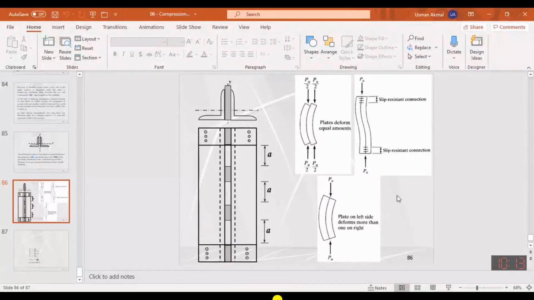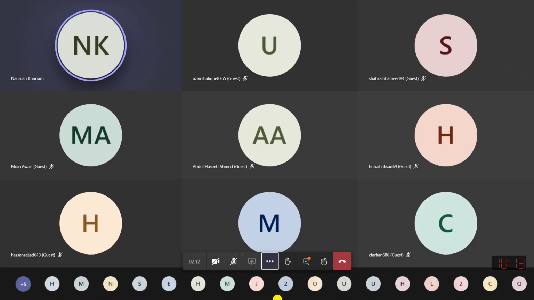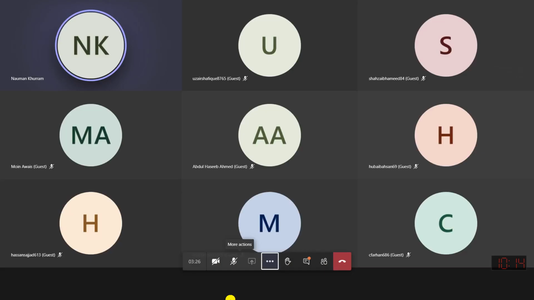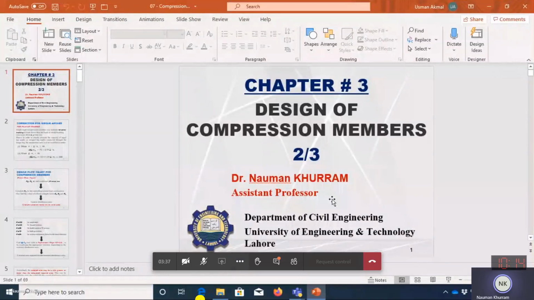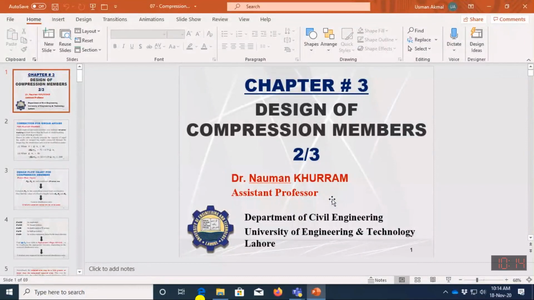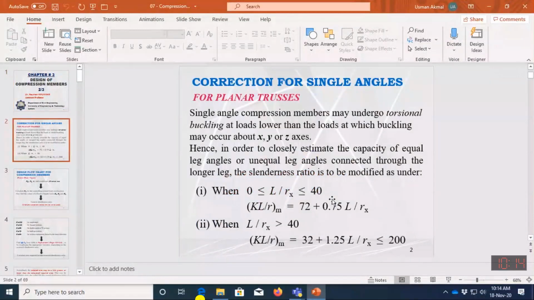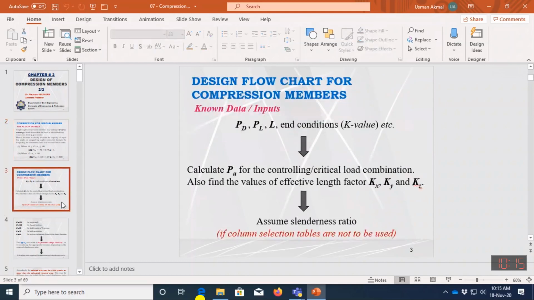Question regarding any issue from the previous lecture, he can ask me. Okay. Yes, sir. Okay, just let me know. I believe, have we discussed this, modified slenderness ratio for single angle? And I believe that we have already started the design flow chart for compression member. Can you see the slides?